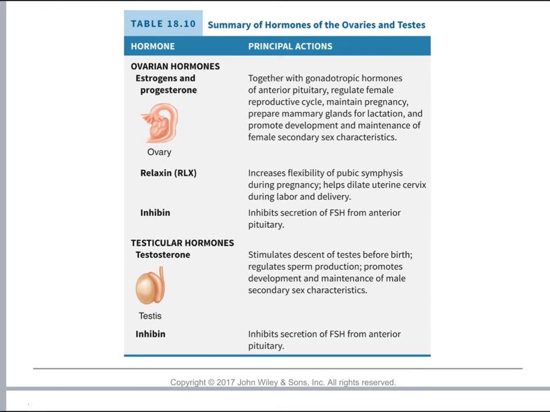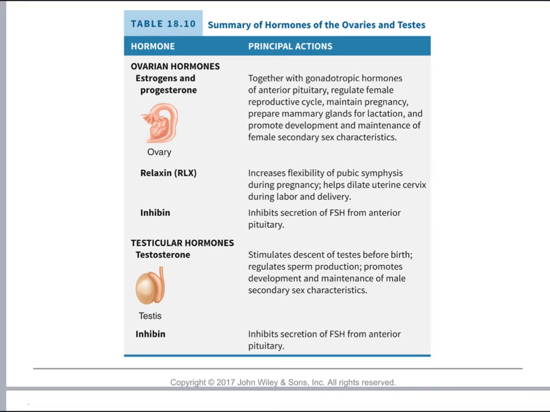Now, relaxin does exactly what its name implies. It relaxes or increases the flexibility of the pubic symphysis. Remember that fibrocartilaginous pad? So we're going to relax that during pregnancy, which is going to help dilate the uterine cervix and help ease labor and delivery. Inhibin does exactly as its name implies as well. It inhibits the secretion of follicle-stimulating hormone from the anterior pituitary, preventing further follicles from developing.